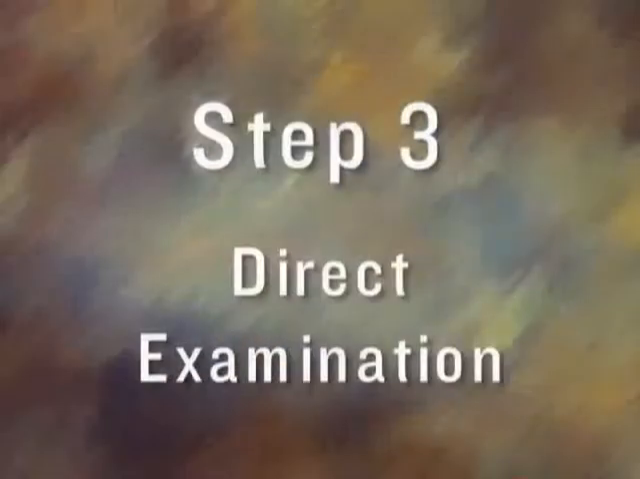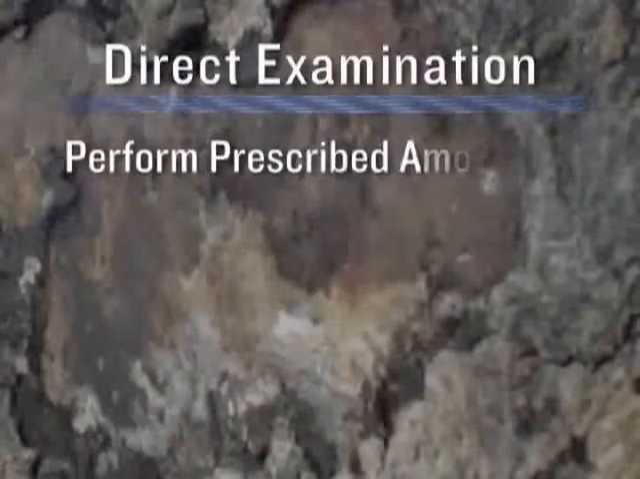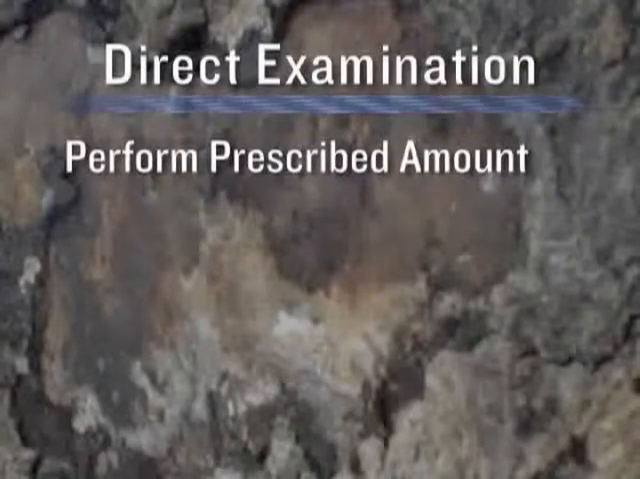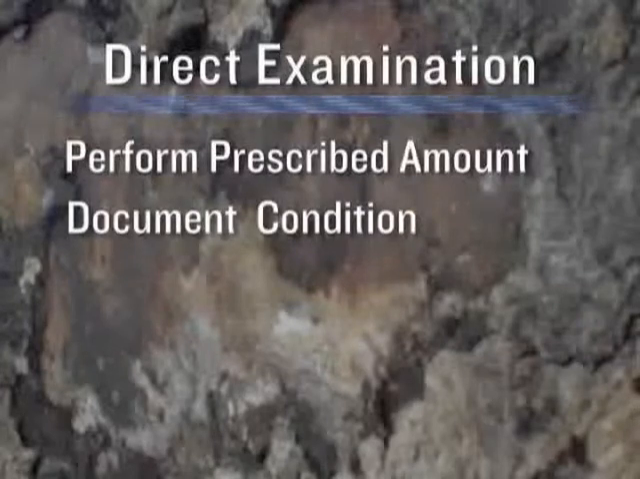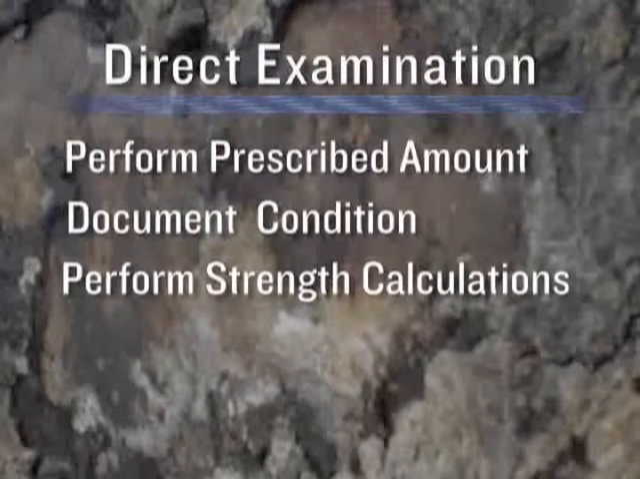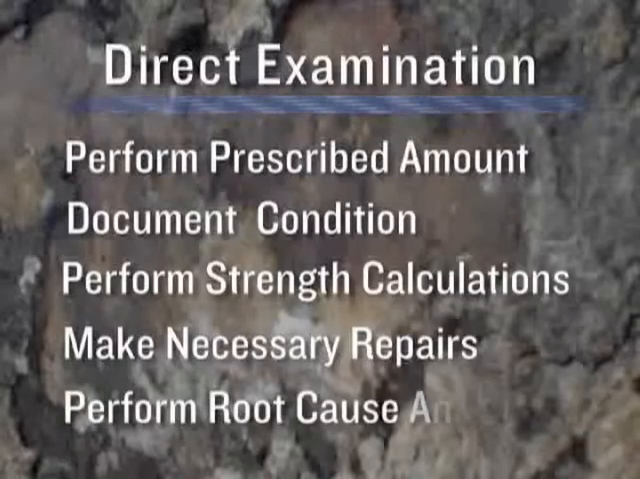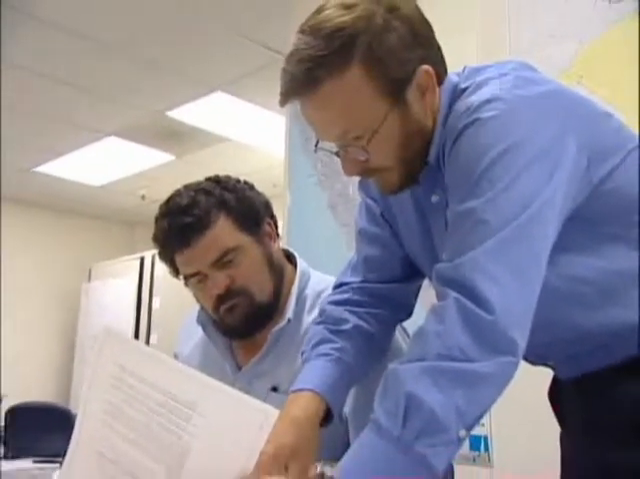The direct examination step involves performing the prescribed amount of direct examinations of the pipeline, documenting the condition of the coating and the pipe steel, performing any required remaining strength calculations, making any necessary repairs to the coating or the pipe, and performing a root cause analysis of the findings. Once this step is completed, the initial prioritization of the indications can be adjusted appropriately, and all actions required to complete the verification of the pipeline integrity can be established.